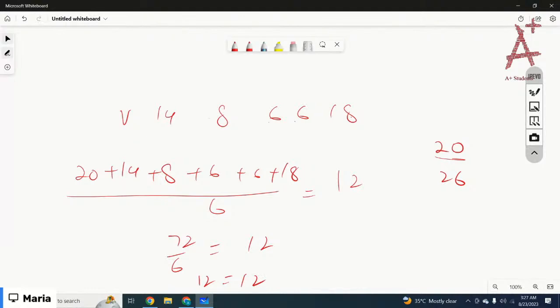So the correct option is 20. That means V is 20, right? If the mean is 12, the missing number must be 20.